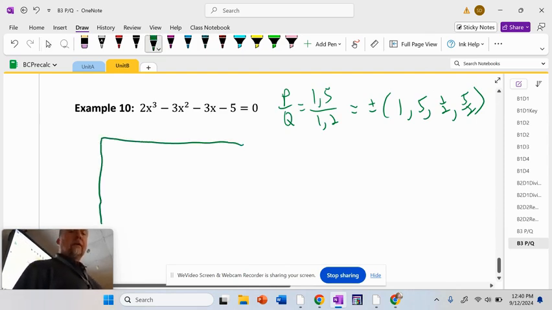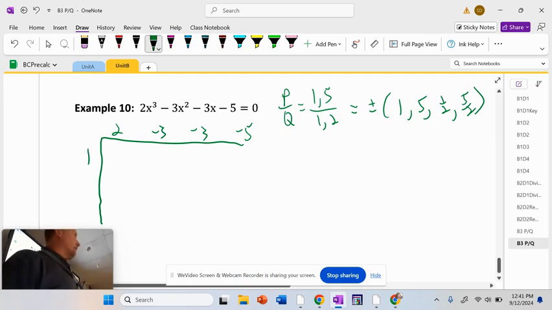So again, here we go. 2, -3, -3, -5. Probably going to start with 1. Usually we're nice. 1 times 2 is 2. 2 plus -3 is -1. 1 times -1 is -1. -1 and -3 is -4, not even close at all. 1 times -4 is not 5. I would need that to be 5. So let's move on. -1, right?